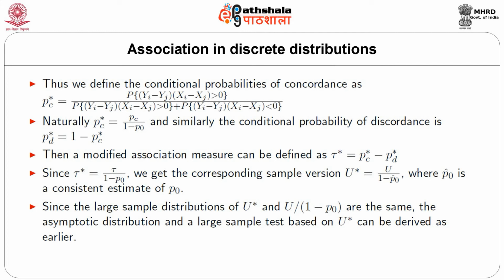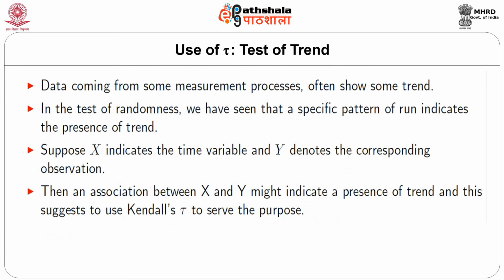Since the large sample distributions of u star and u divided by 1 minus p naught are the same, the asymptotic distribution and a large sample test based on u star can be derived as earlier. Next, we shall discuss an application of Kendall's tau in real life. Actually, we shall discuss a test of trend using tau.